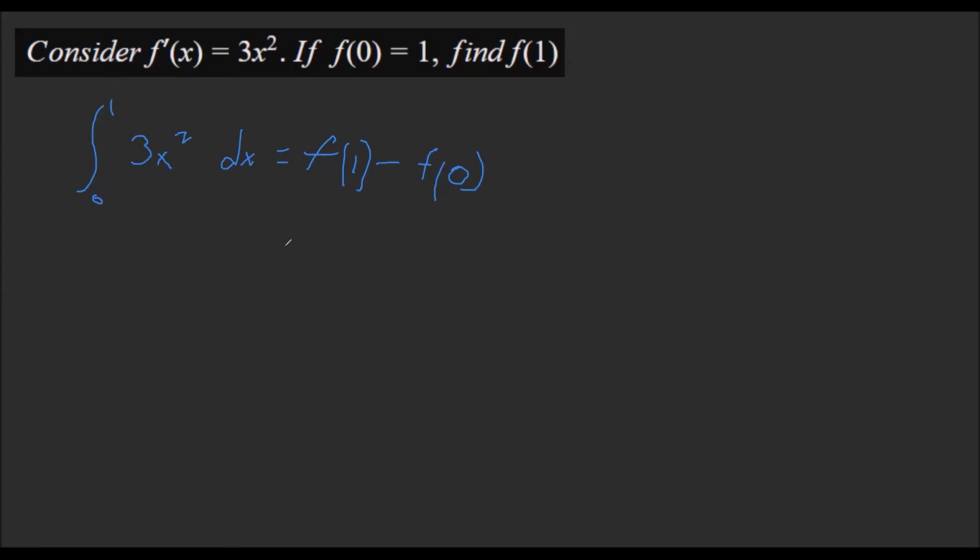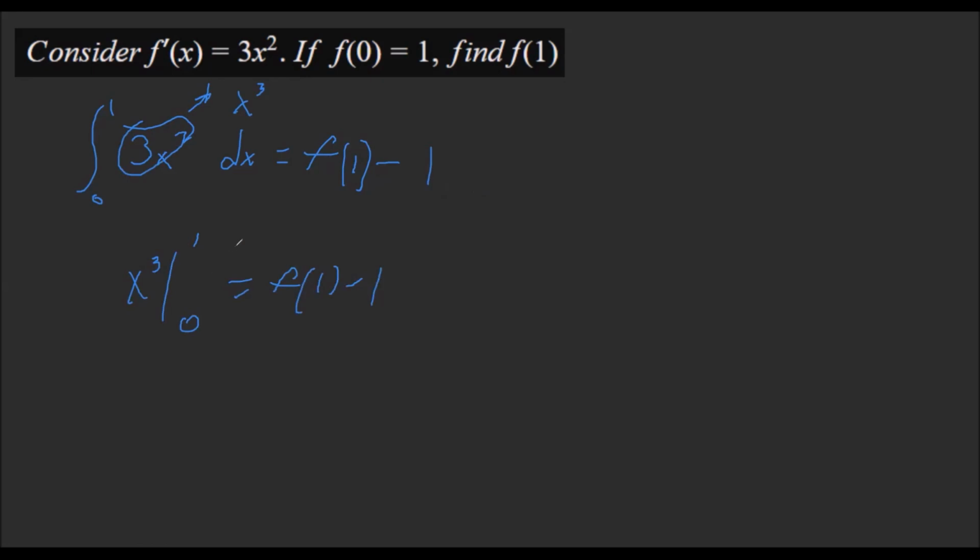Now, from here, we already have most of the process done. We have the integral from 0 to 1 of 3x squared dx equals f of 1 minus f of 0. However, we in fact already know what f of 0 is. It's 1. So all we need to do now is solve for f of 1. We can take the antiderivative of 3x squared, and it's pretty obviously x cubed. Again, if you don't understand this, check out one of my earlier videos over the power rule. So now all we have to do is find the value of x cubed from 0 to 1. And that will be equal to f of 1 minus 1.